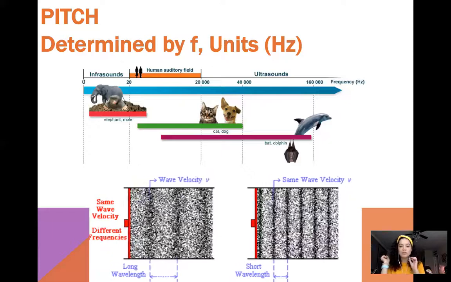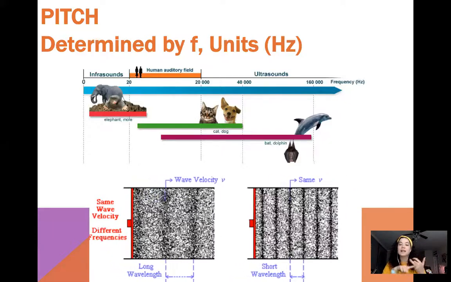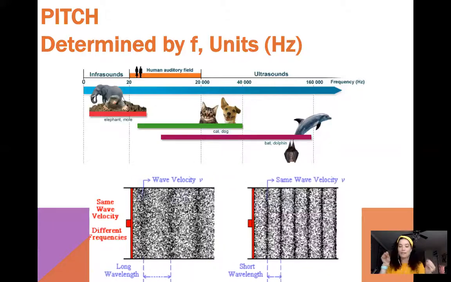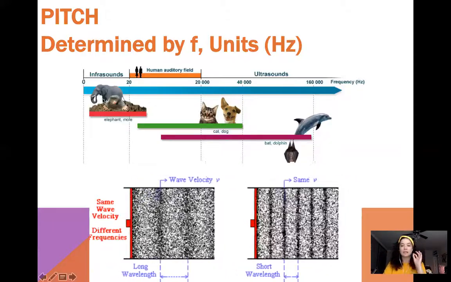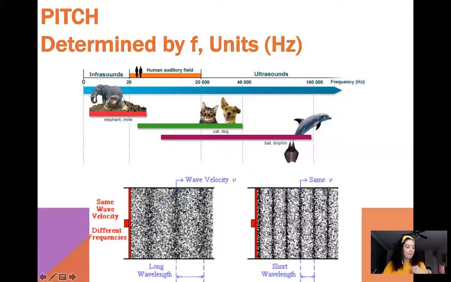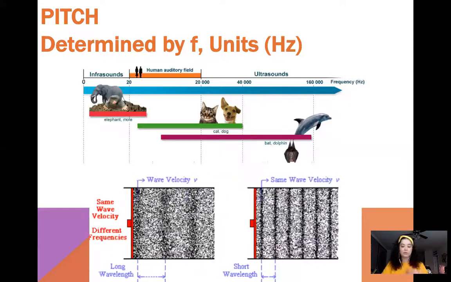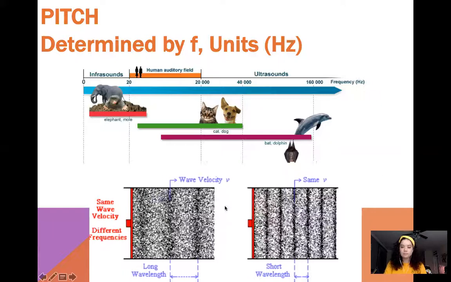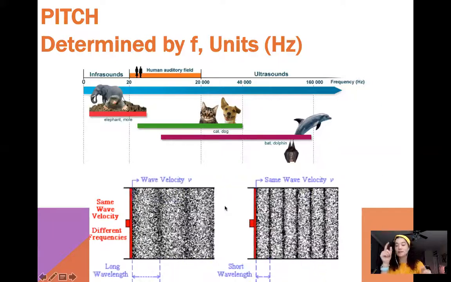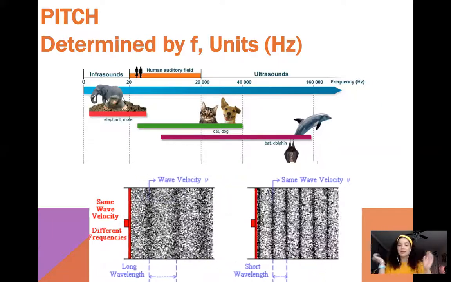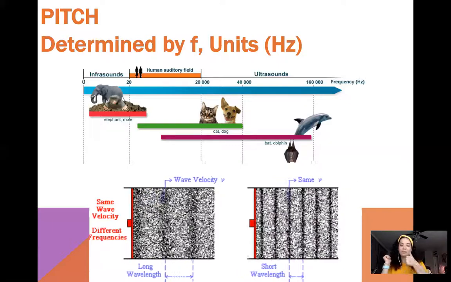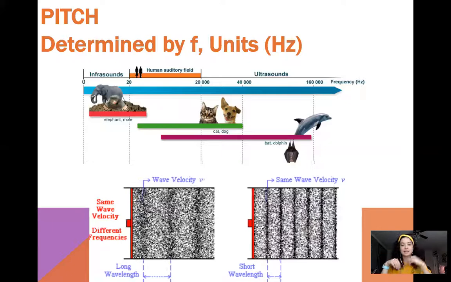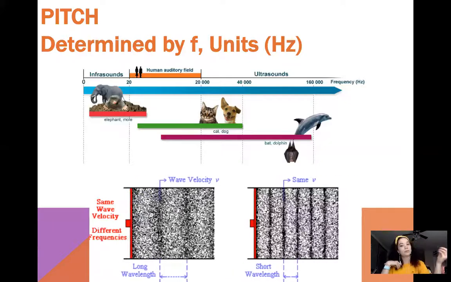Down below, we have two waves. They have the same velocity, but they're operating at different frequencies because of their wavelengths. The wave on the left has a longer wavelength, so that means it has a lower frequency. Whereas the wave on the right, same speed, but a shorter wavelength, so it has a higher frequency. A higher frequency tends to be a higher sound, whereas a lower frequency is a lower sound.